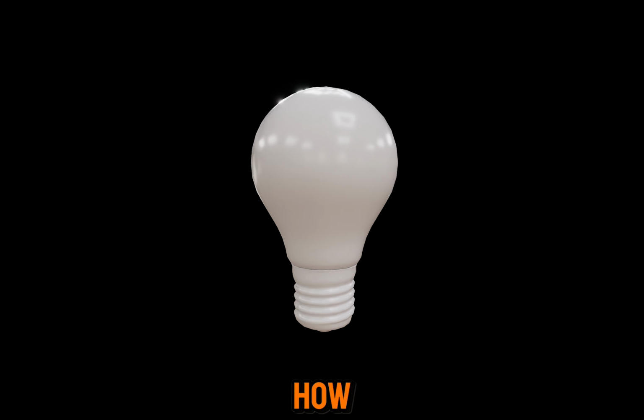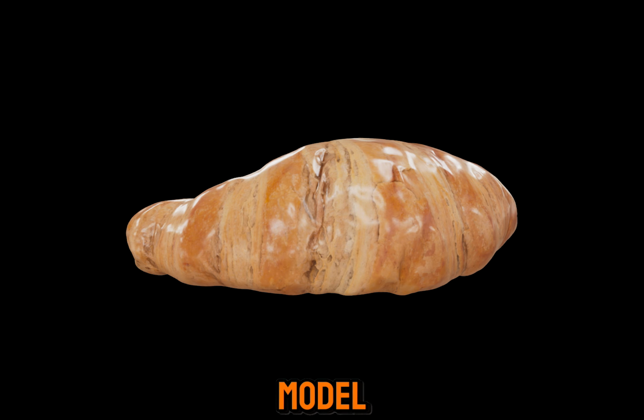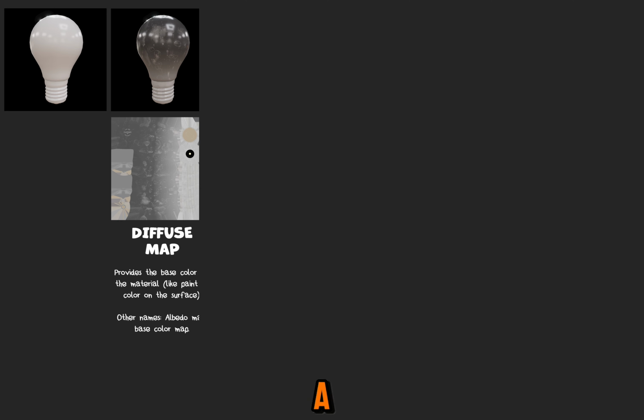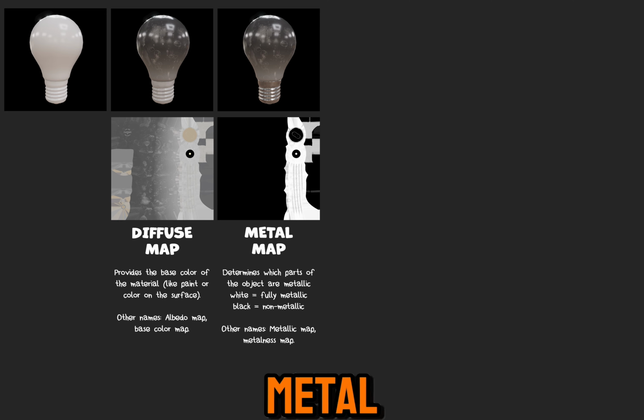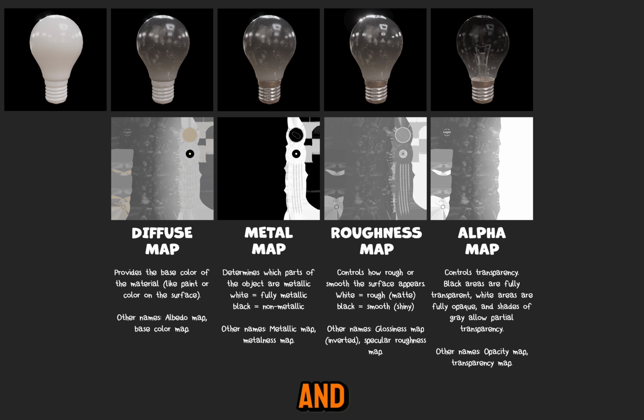Today I'll be showing you how to assign textures to this light bulb model and also this croissant model. In the light bulb model, I'll show you how to assign a diffuse map, a metal map, roughness map, alpha map, and emissive map.